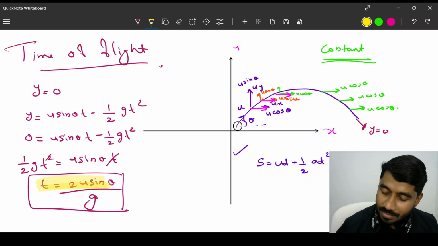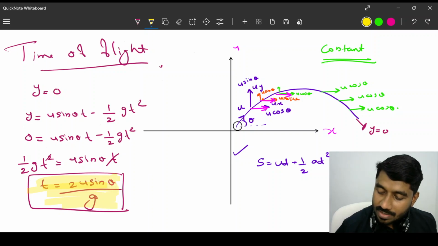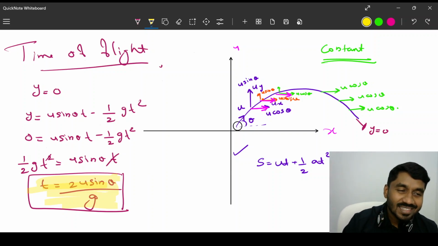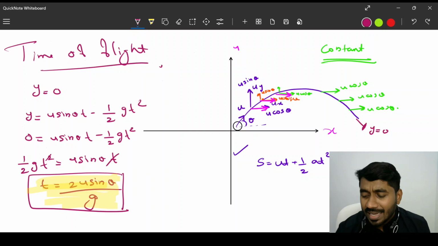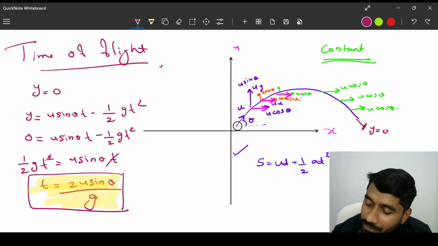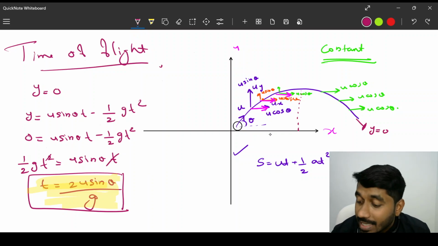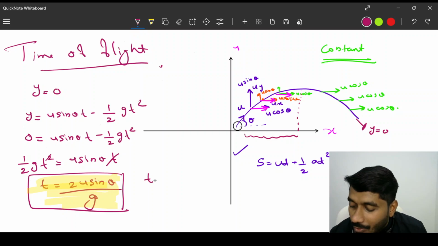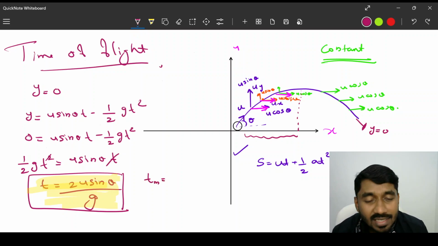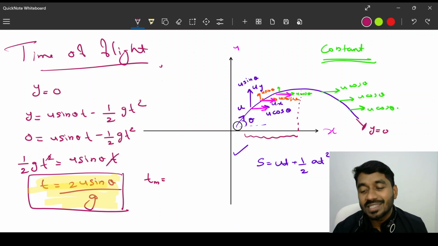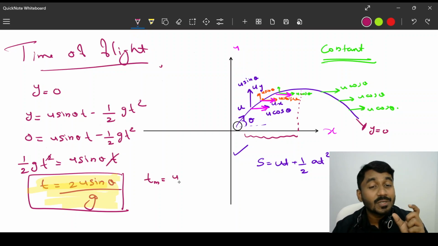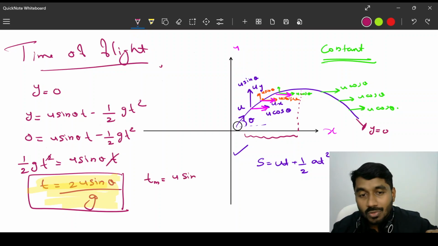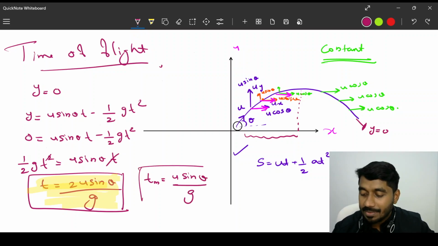It is very simple. If you know these equations of projectile motion, the component equations, we just derived the total time of flight. Then what is the time to reach the maximum height? That will be half of the total time. Just remove that 2 from this equation. The time taken to reach the maximum height is u sin theta by g. It is very simple, right?